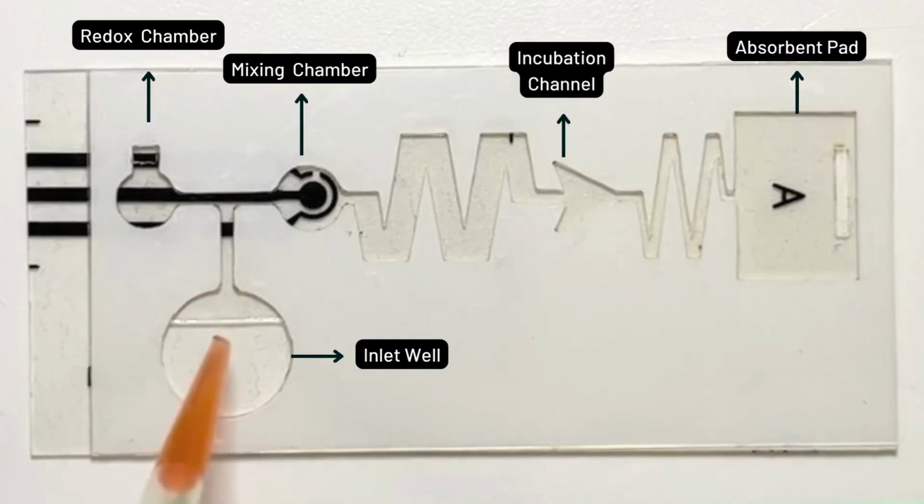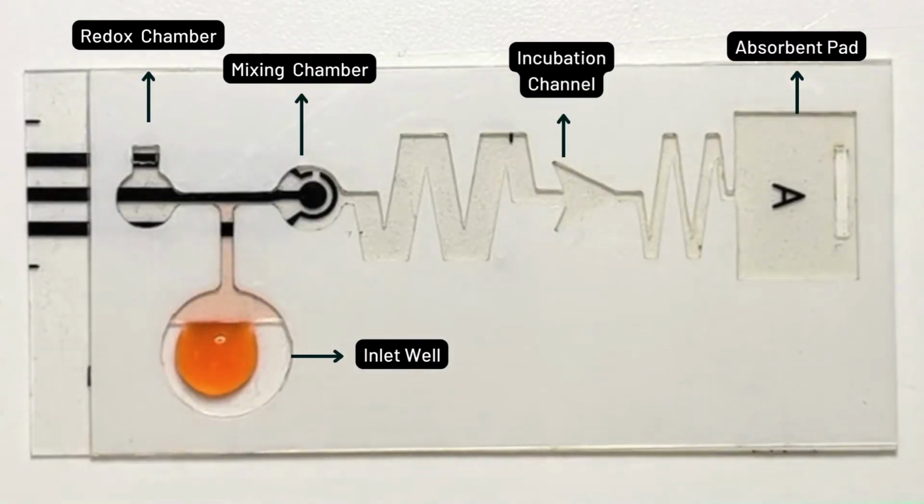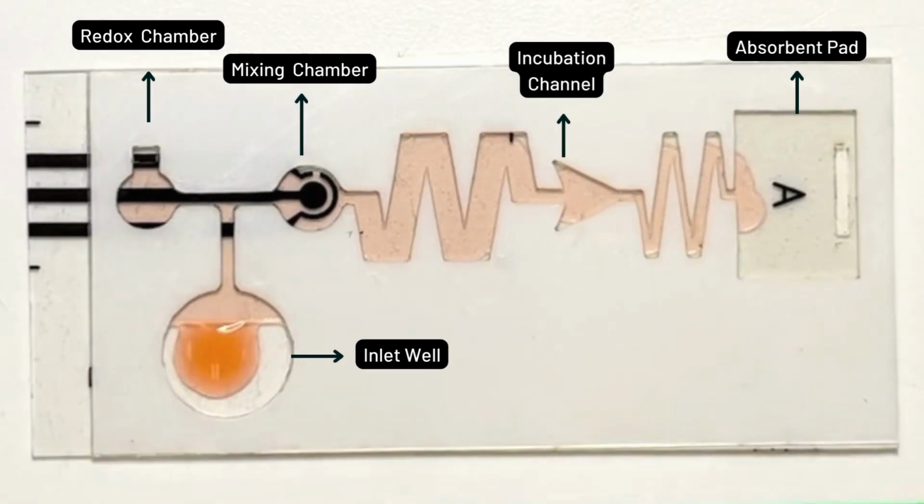Once the salivary sample is placed in the inlet well, capillary action initiates, drawing up the sample and splitting it, having some of the sample travel to the redox chamber and some traveling to the mixing chamber, where the available proteins will attach to the antibodies. Along with capillary action and the wicking rates of the zigzag channel, the sample will eventually end up on the right side in the absorbent pad.